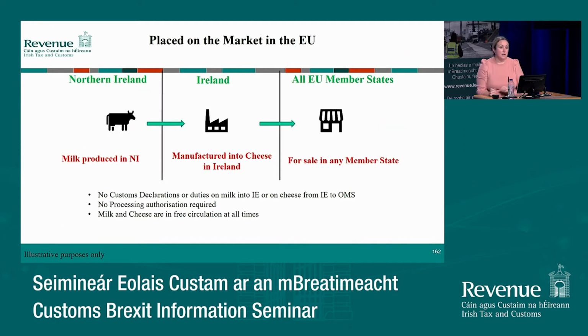So to try and bring all those concepts together, I've put a couple of examples in place over the next few slides. In this example, what we're looking at is milk that's produced in Northern Ireland, manufactured into cheese in Ireland, and then sold on within the EU. So in this instance, there's no customs declarations required for the sale of the milk. There's no authorisation required for inward processing or any of those things for the manufacture of the cheese in Ireland. And because the protocol provides that the milk and the cheese have union status, they can be sold freely to the other member states. There's no customs formalities at all in that scenario.